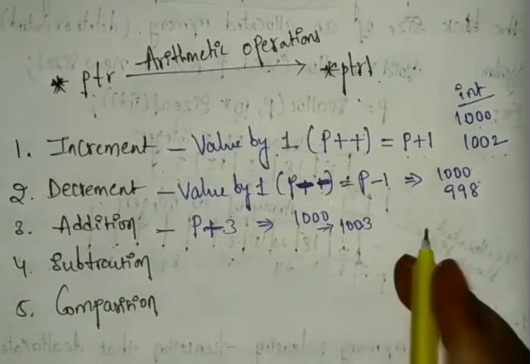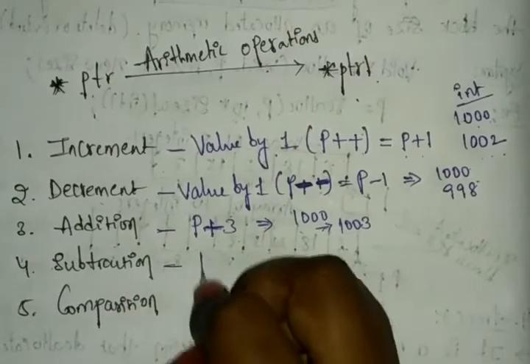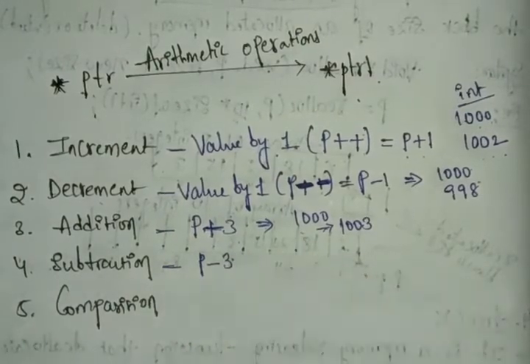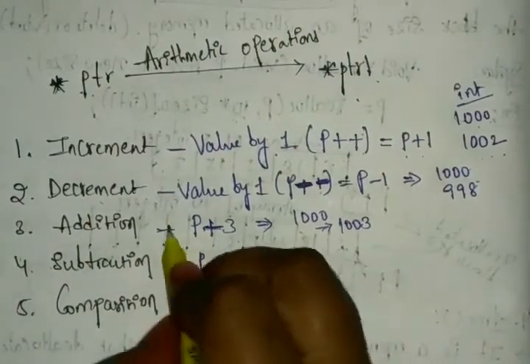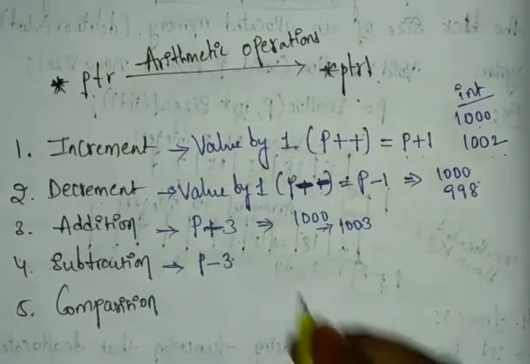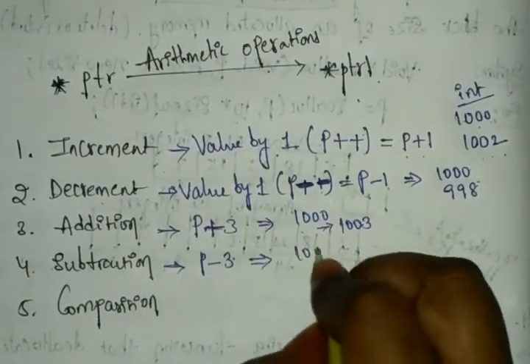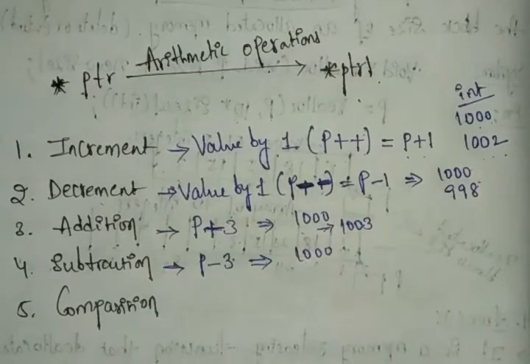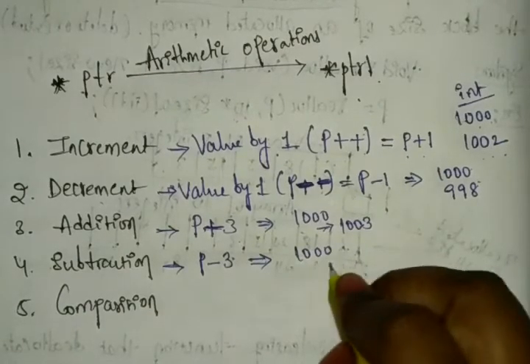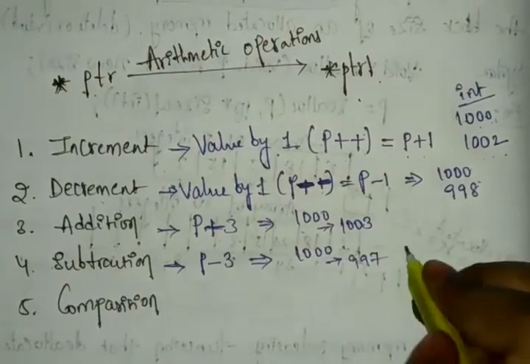So here I am taking plus 3, which adds to the value 1000. If you are taking a subtraction, it is also like p minus 3. If we have the address value 1000 and subtract 3, we get 997.